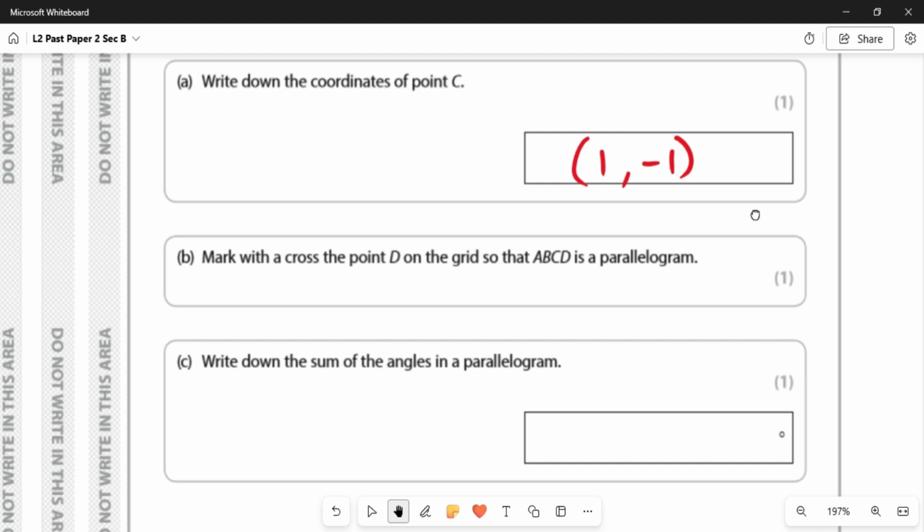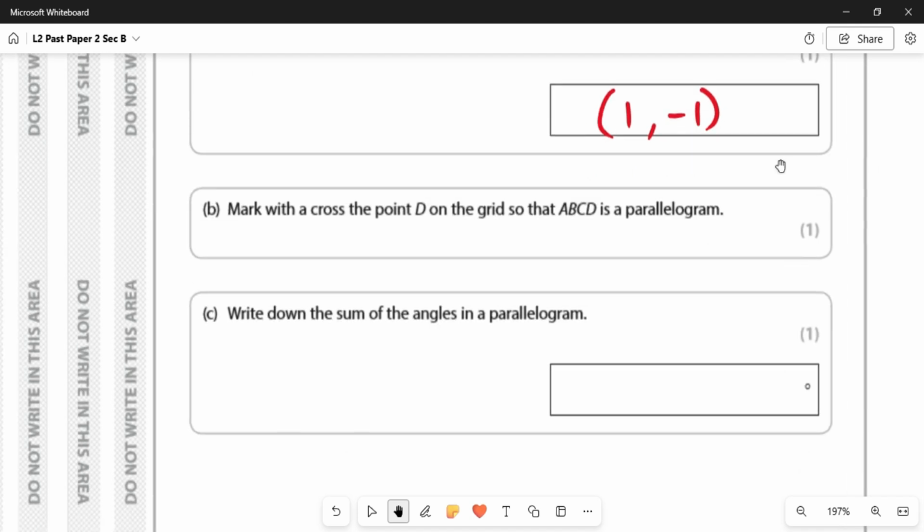Write down the sum of the angles in a parallelogram. Well, for any parallelogram or any four-sided shape, it will always be 360 degrees. Hopefully you know that. Just think of any four-sided shape, could be anything.